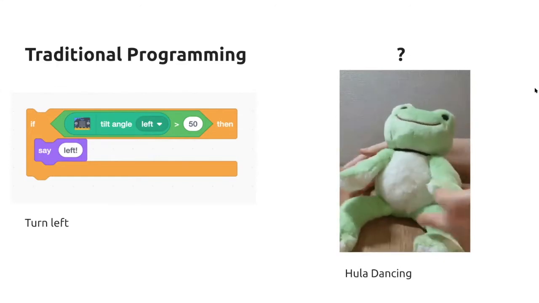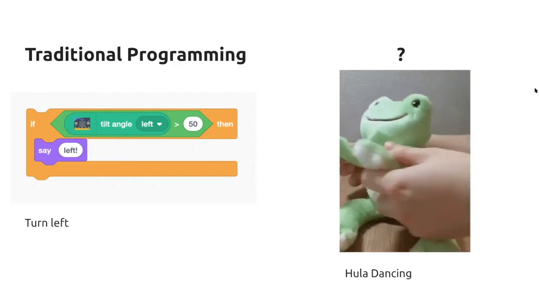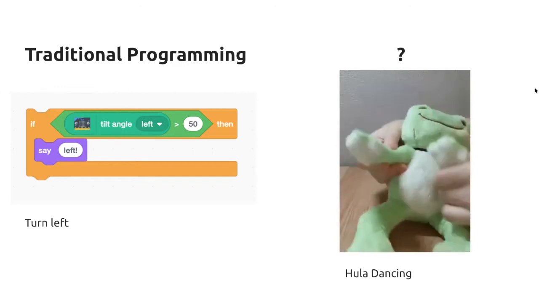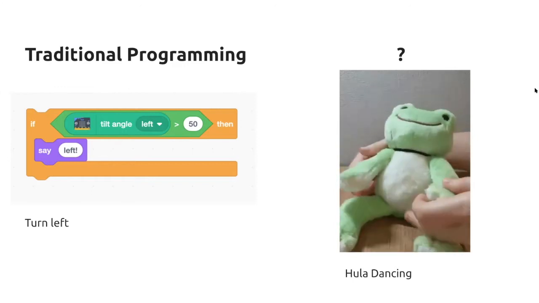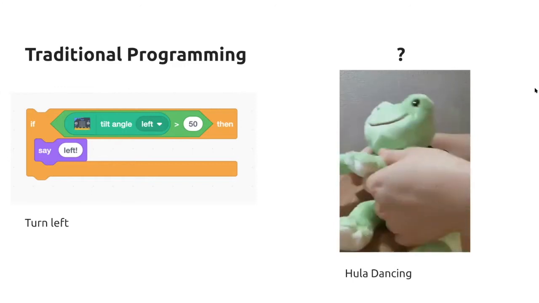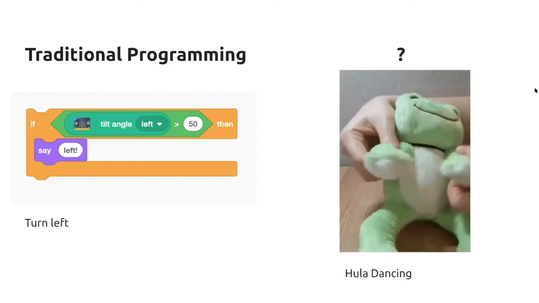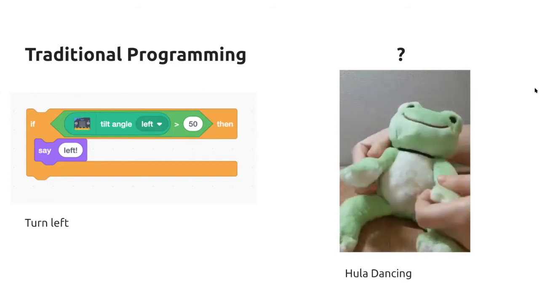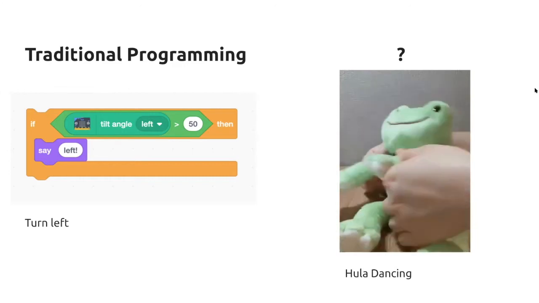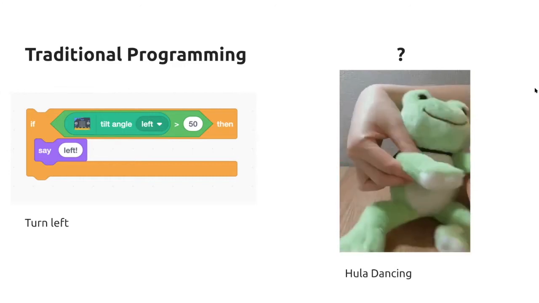So machine learning lets you essentially train a computer using data. So you can show it lots of examples of a certain type of movement. And then the computer using a machine learning model can start to develop an understanding or start to determine different patterns that let it distinguish between different types of movement.